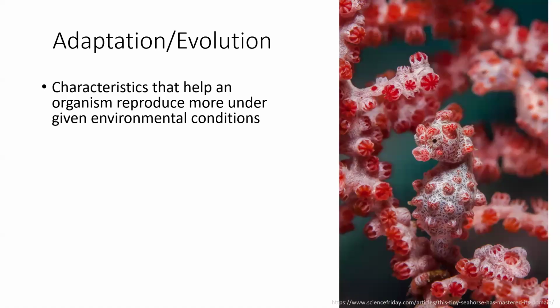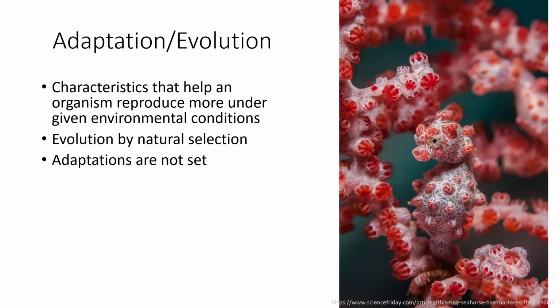Our next characteristic of life is adaptation or evolution. I have a definition up here for you. That's what this first bullet is. These are characteristics that help an organism reproduce more under certain environmental conditions. We're going to spend 2 or 3 days talking about evolution and the specifics of this type of process. The most common mechanism that's observed is natural selection. So natural selection is the mechanism and evolution is the change over time.